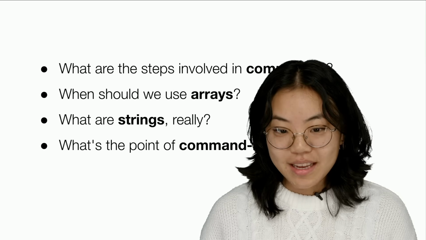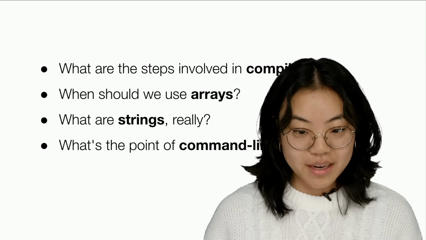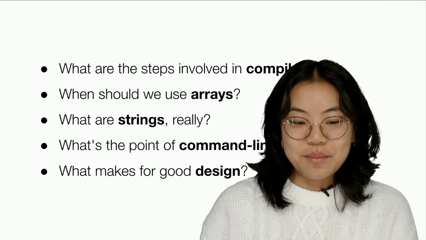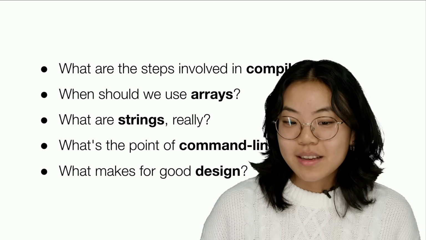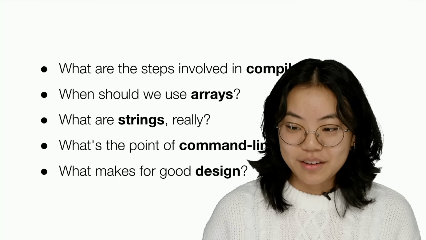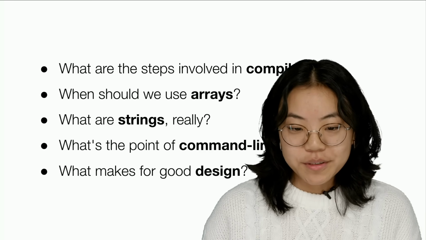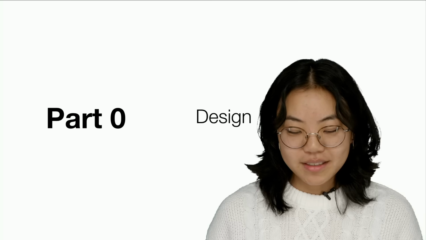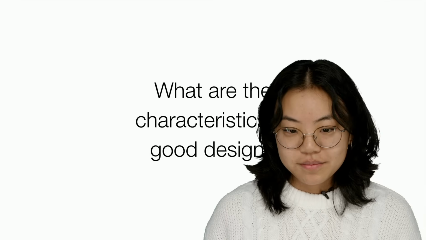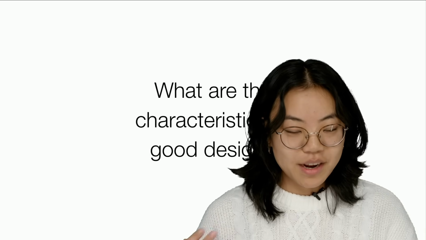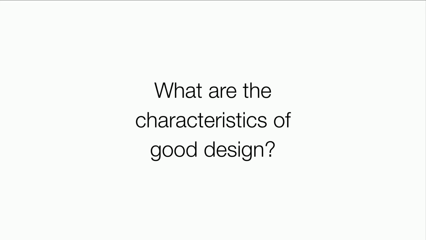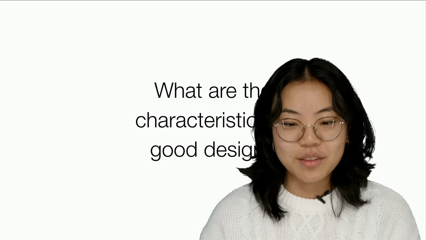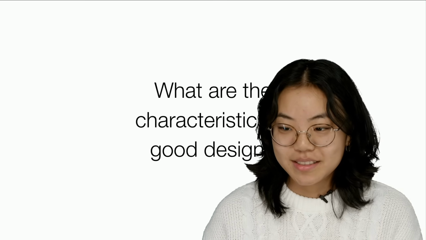And then finally, a question that you might be thinking about as you write your code is what makes for good design? What does design mean? And as you may know, design is one of the axes that we grade for. And so what are we looking for when we think about good design? So we're going to start with that point, and I'm going to ask you all what you think are some characteristics of good design in code. So feel free to write in the chat, what do you think good design means?